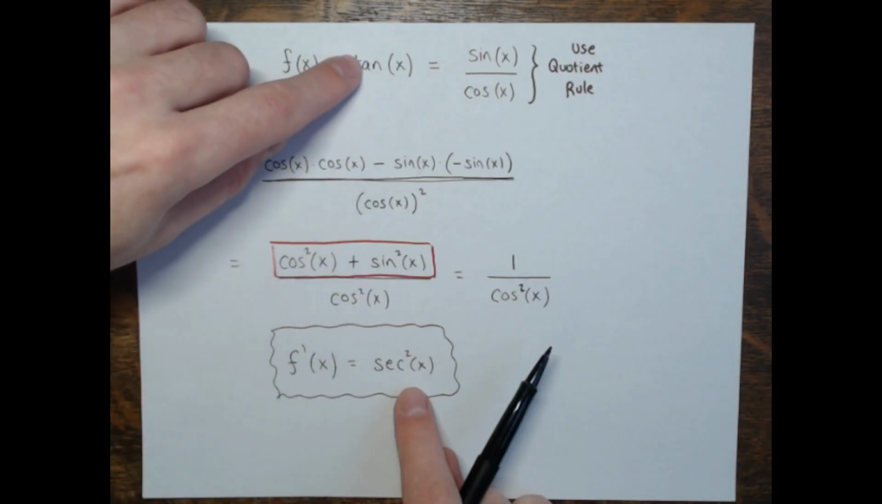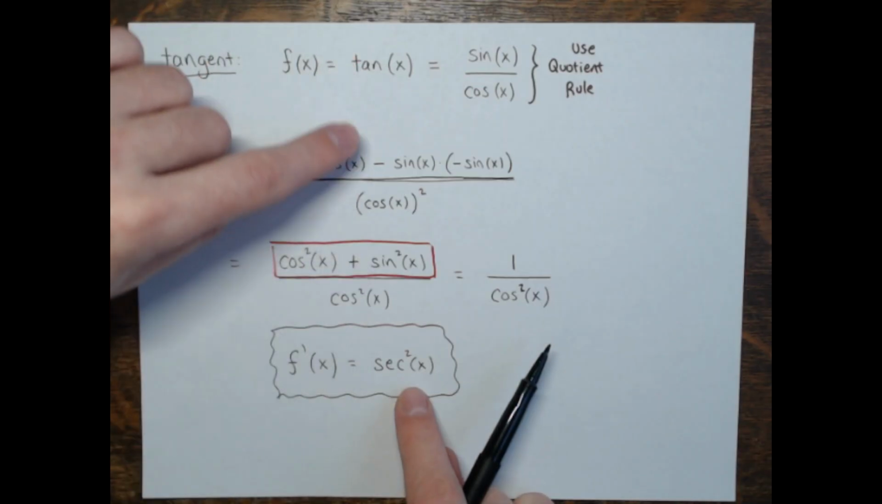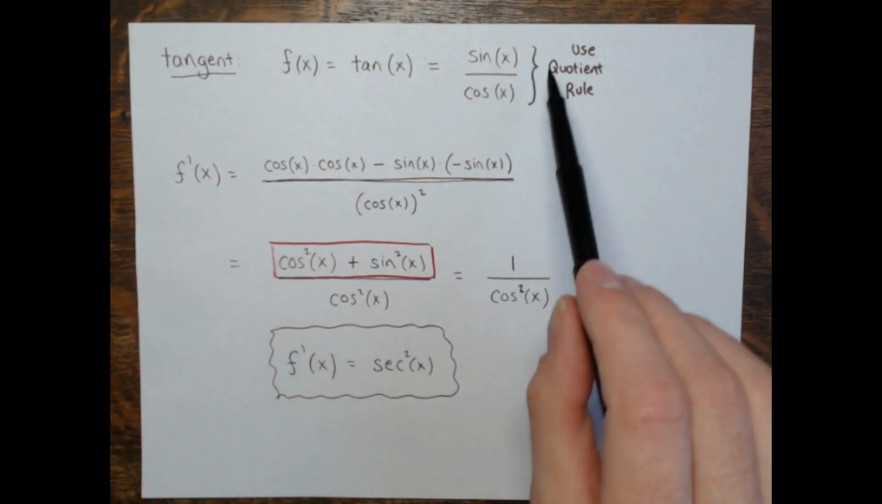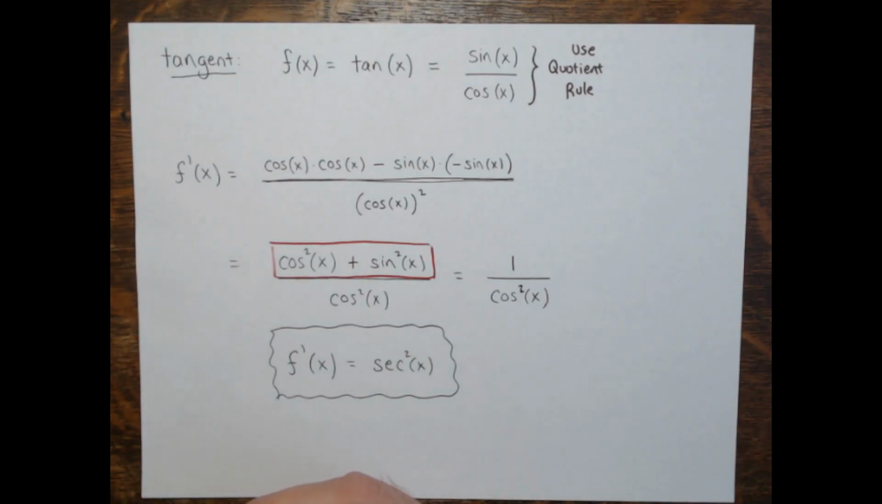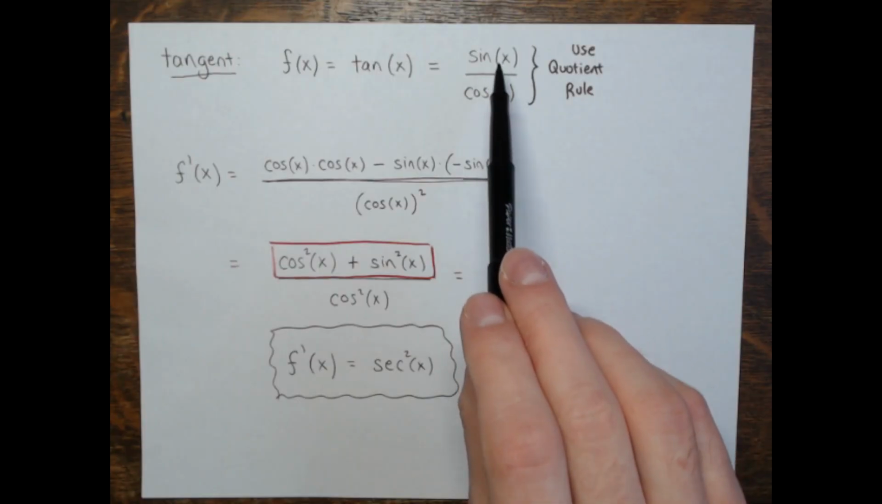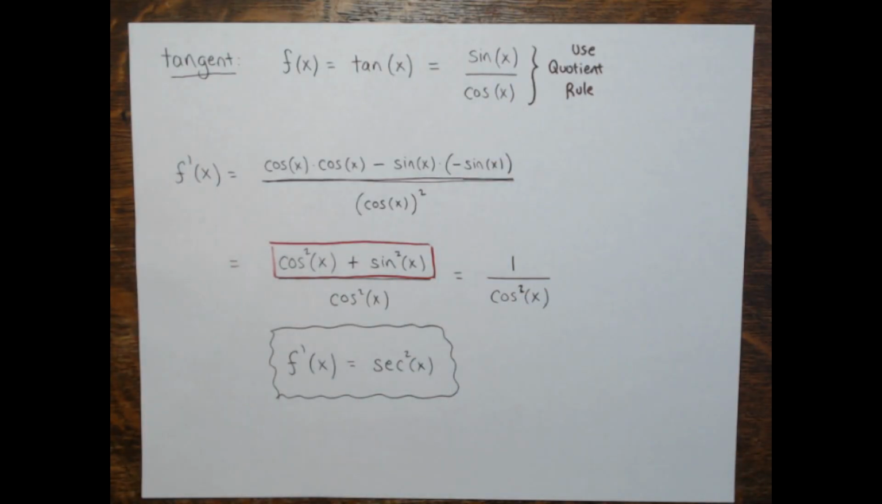So again, if you memorize this, that'll make things faster for you, of course. But you can always do what I did here if you want, as long as you know the derivative of sine and cosine, and the quotient rule, of course, at least that much.